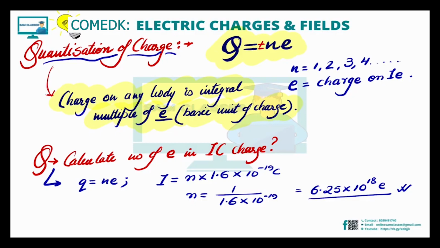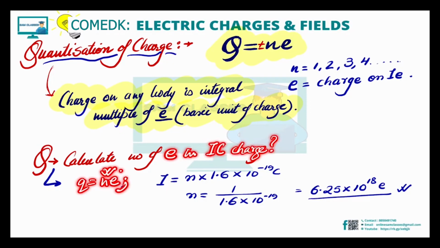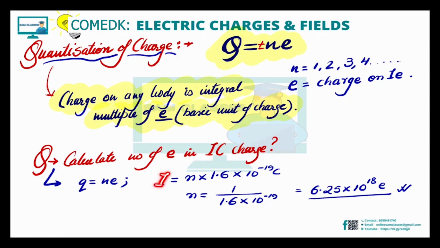Now let's see one question. We have to calculate the number of electrons in 1 coulomb of charge. So what will we use? We'll use the quantization formula. What is the quantization formula? Q is equal to n e. So the total charge is equal to the number of electrons, the charge carriers, times the charge on each one of them, the charge on one electron. The total charge is given as 1 coulomb, and that is equal to n into the charge on one electron, so 1.6 into 10 power minus 19.